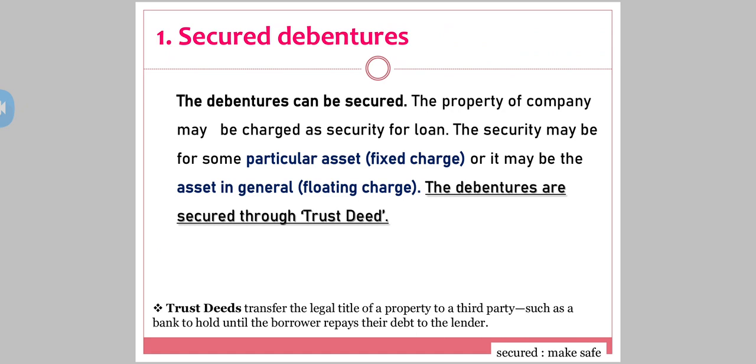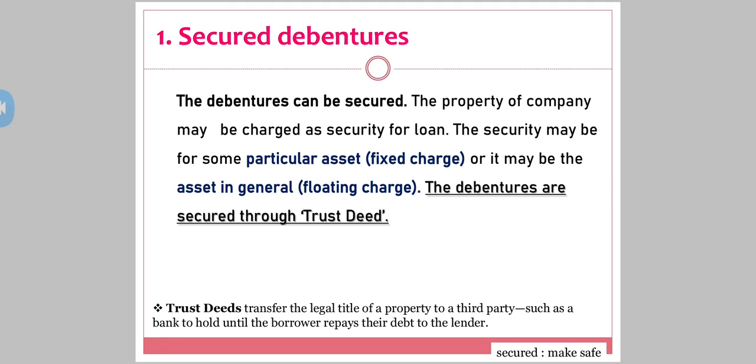Coming to the very first one, secured debentures. We have seen one point as security in the features. This is what we are going to see here. Now see, secured debentures. The debentures can be secured. The property of company may be charged as security for loan. The security may be for some particular asset, fixed charge, or it may be the assets in general, floating charge. The debentures are secured through trust deed. What is deed? Deed is nothing but an agreement.